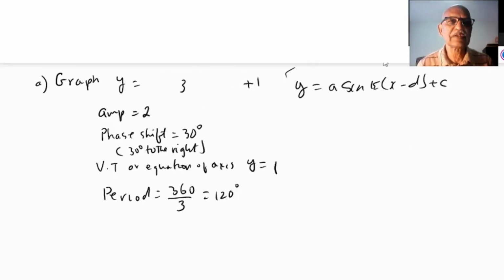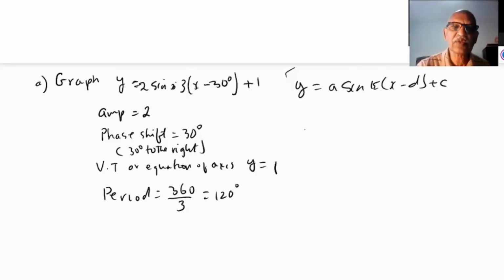Let's write this one here: y equals 2 sine of (x minus 30 degrees) plus 1. So the k is 3 here, not negative 3. So we have the period, and now we have all four of them.